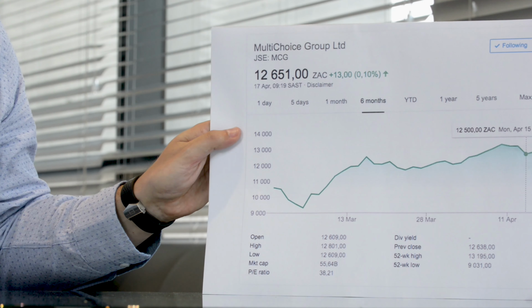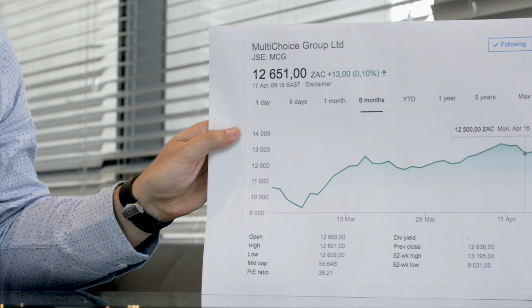The market capitalization is the overall value of the MultiChoice Group in total, which is the number of shares outstanding times by the share price, which is currently at 55.6 billion Rand, which puts us around 30th on the JSE.